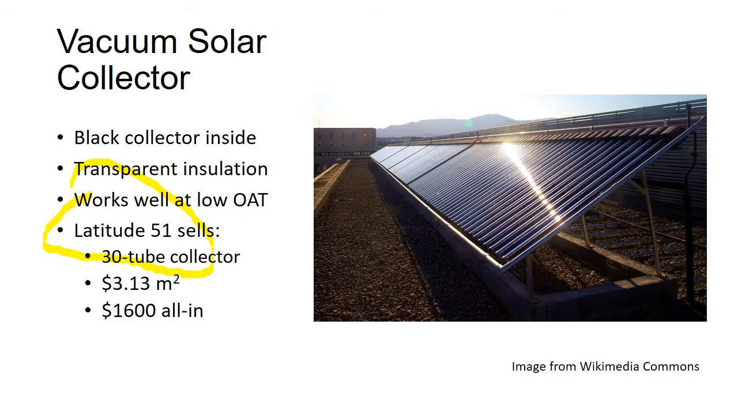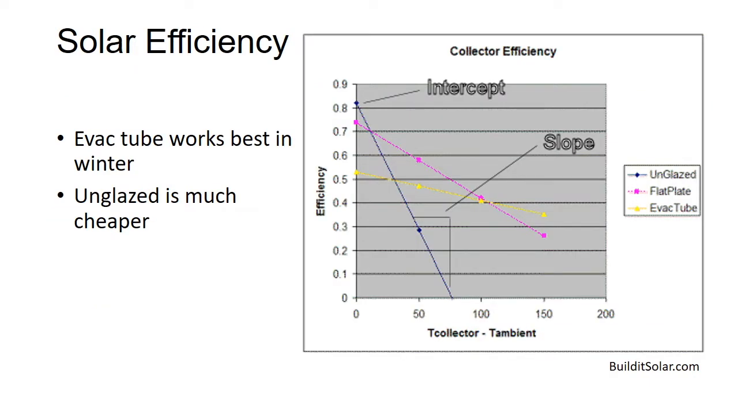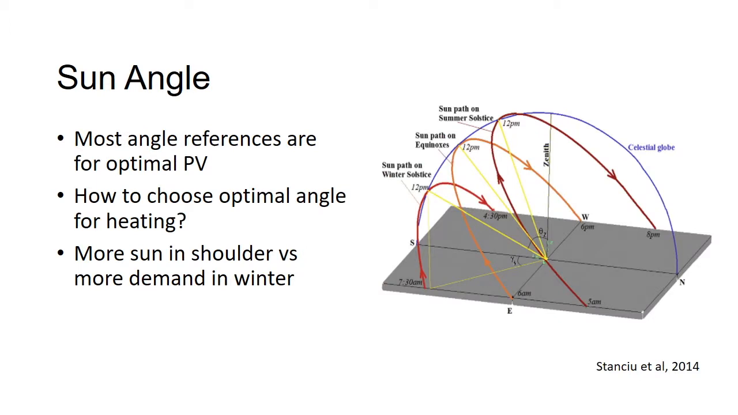$1,600 is expensive, but vacuum tubes work well even when there's a big delta T from the water to the outside air. By definition, that's important if you want to use them for heating. The papers and websites I reviewed suggested that at my latitude I should be using an angle of about 40 to 50 degrees from horizontal.